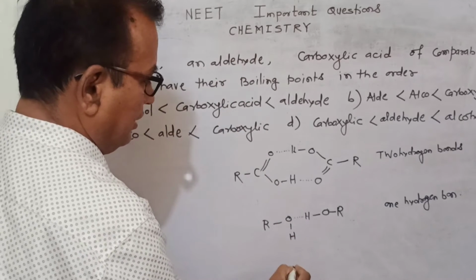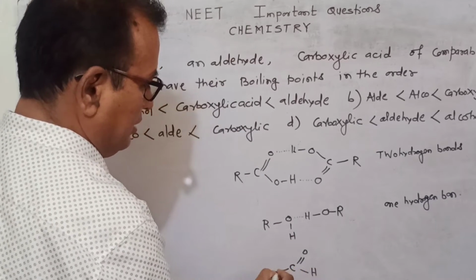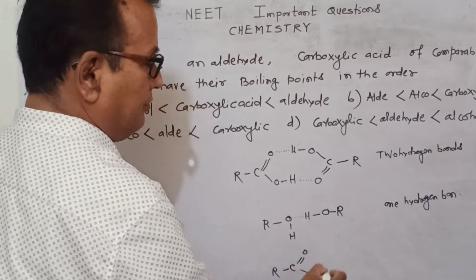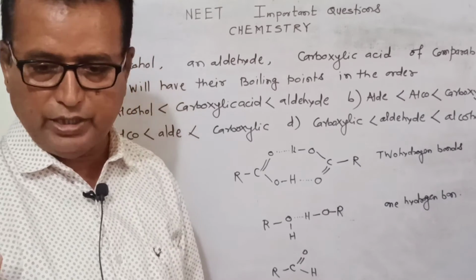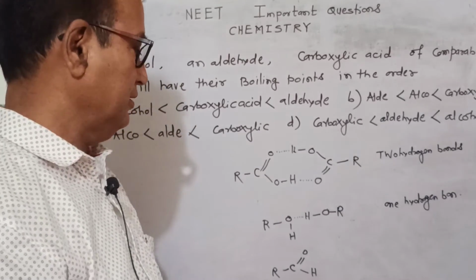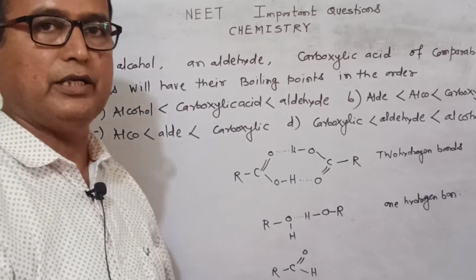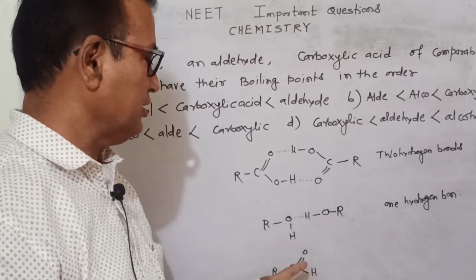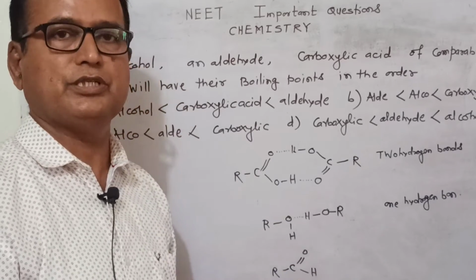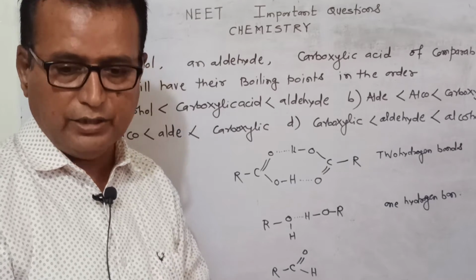What about aldehyde? C double bond O bond H and here R. Here no hydrogen bonding is there. Here hydrogen bonding is not present. Here such type of attraction force in between aldehyde and aldehyde is different. Such type of hydrogen bonding is not present in aldehyde group. Aldehyde group में हाइड्रोजन बॉन्डिंग नहीं होता.